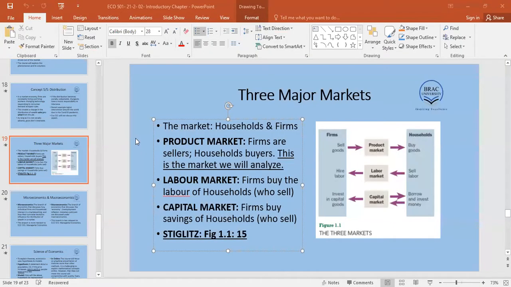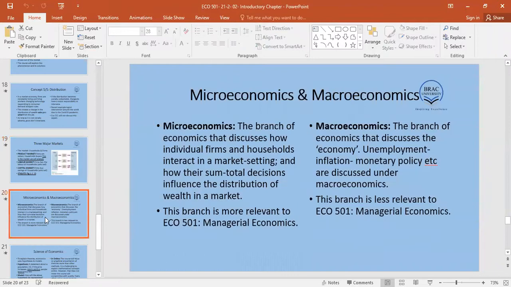In the factor market, households sell an input, which is usually labor. Farms are the buyers. And in a product market, farms are the sellers, households are the buyers. So what we are going to do, we are going to exclusively, throughout this whole course, define the farm as the seller and the household as the buyer. Okay. This thing, I think we have already discussed.